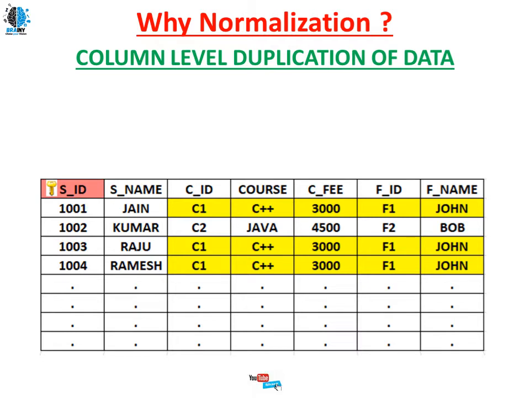John is also repeating 3 times. F1 is also repeating 3 times. 3000 is repeating 3 times. C++ repeating 3 times. C1 is repeating 3 times. So this is called our column level duplication of data.